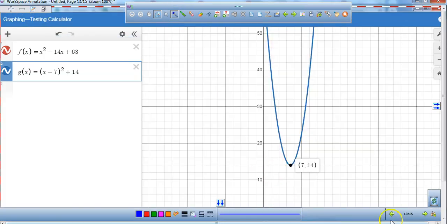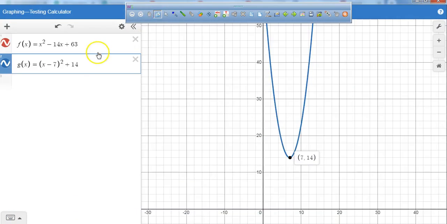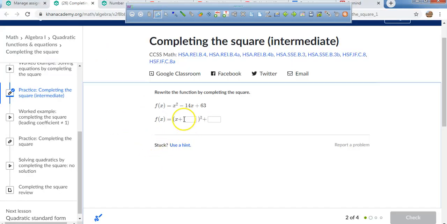Okay, so that's called vertex 1. So what am I going to do here? I'm going to put a 7 right there. I'm going to put a 14 right there. And these are equivalent. I just rewrote it using completing the square. I hope this video was helpful.